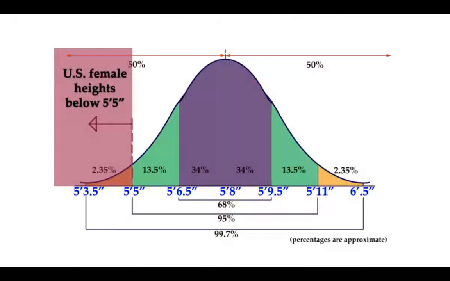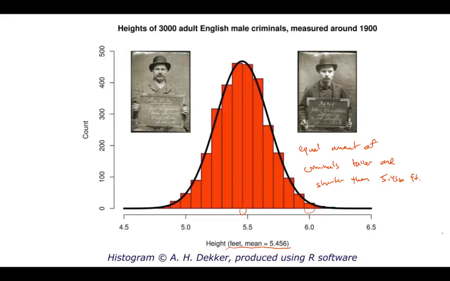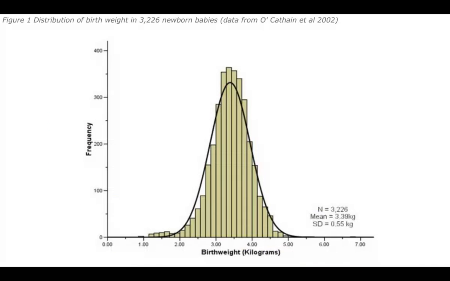Another example is U.S. birth weights of newborn babies. This was a study done in 2002. They looked at the weight of 3,226 newborn babies. You graph them out, they actually followed the normal distribution as well. So the average weight, 3.39 kilograms, and as you extend that out, it follows the normal curve as well.